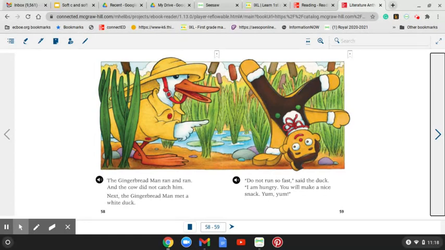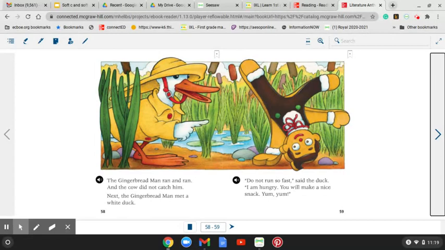All right, so now we see another character. We have the duck. Why did the duck want the gingerbread man to stop? What did he say? You're right. The duck said he was hungry. He wanted to eat him. We also have some words that let us know he's hungry, and that he thinks the gingerbread man would be something good to eat. He says, "Yum, yum." When I see a gingerbread cookie, that's what I think, because they look very yummy.